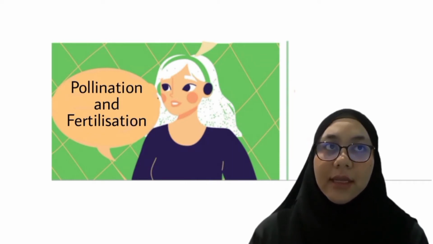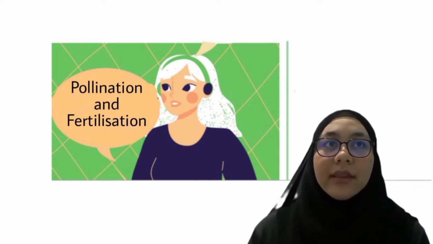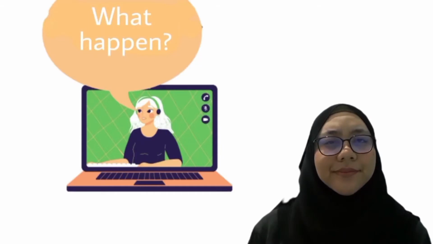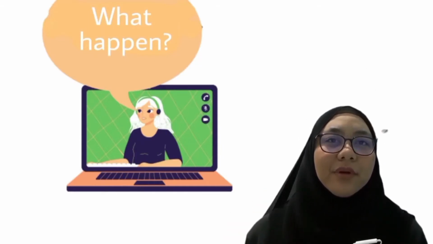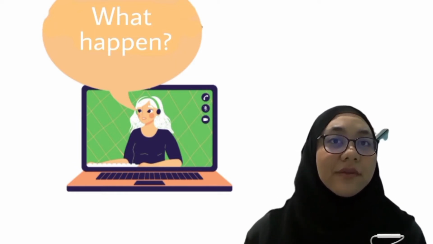On the other hand, fertilization is a process that is triggered when there is a presence of pollen grain on the stigma. So what exactly happens from the process of pollination until the process of fertilization?